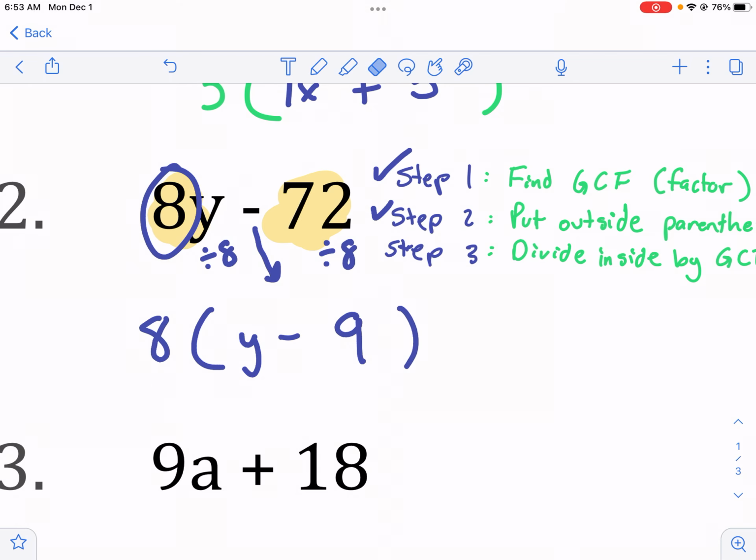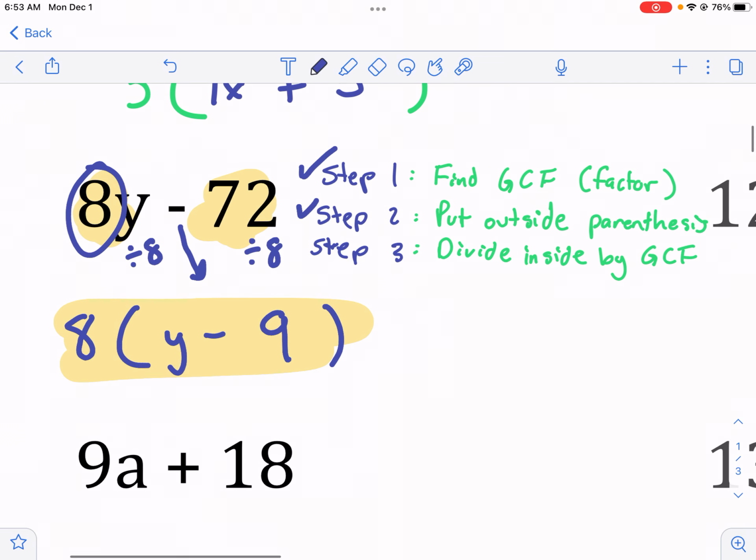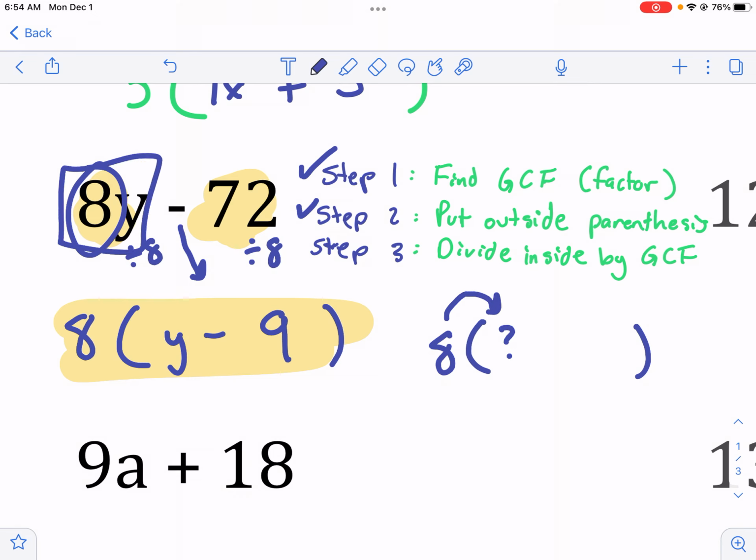Now, another way I like to do this, so this is my correct answer. Let me highlight it real quick. Another way I like to do this is once I get my GCF out in front, in this case 8, I like to just think of myself, 8 times what gives me 8y? So I'm looking over here now. That's the way I personally like to do it. And I'm thinking, okay, well, 8 times y gives me 8y.